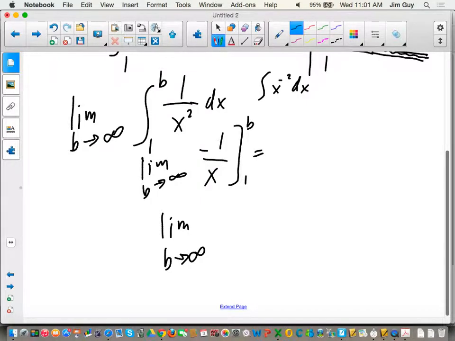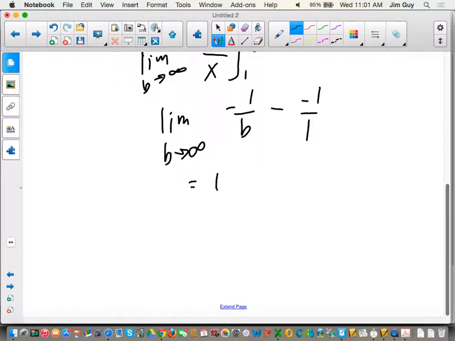Okay, so we're going to plug it in, and we get the limit as b approaches infinity. We put b in first, so we get negative 1 over b minus, and then we put in 1, negative 1 over 1. And now we take the limit. We're going to put infinity in for b. What is negative 1 over infinity? As this denominator gets bigger and bigger, what happens to the fraction? 0. So that's going to be 0 plus 1. Look at that. That's really cool. That area is 1.